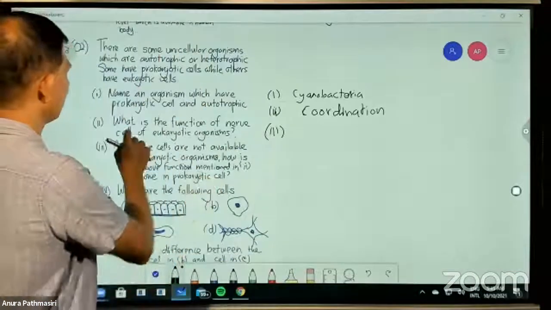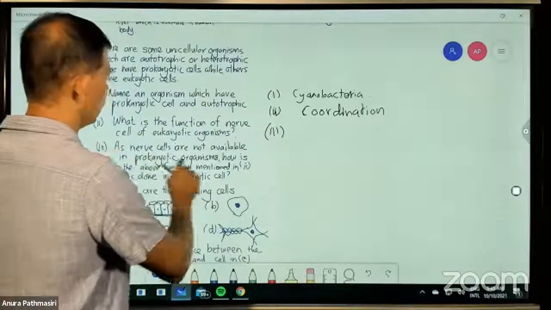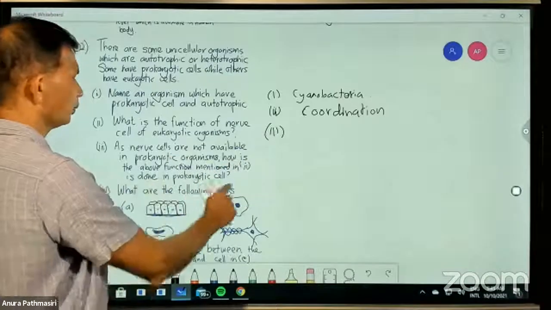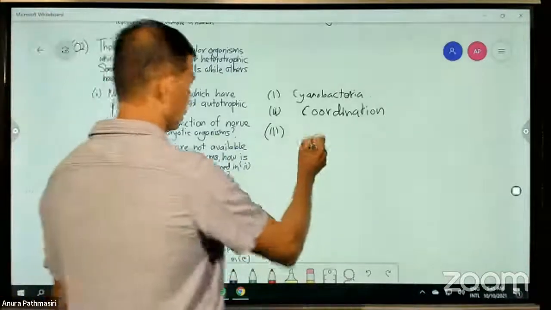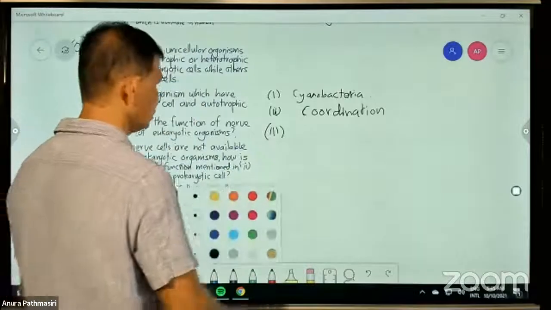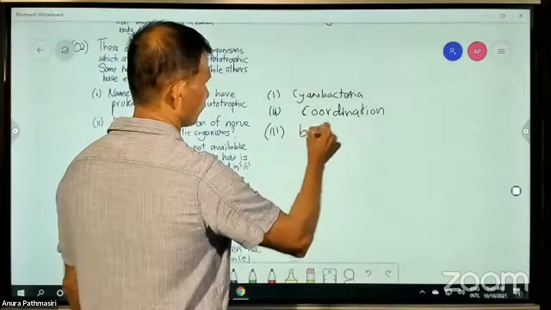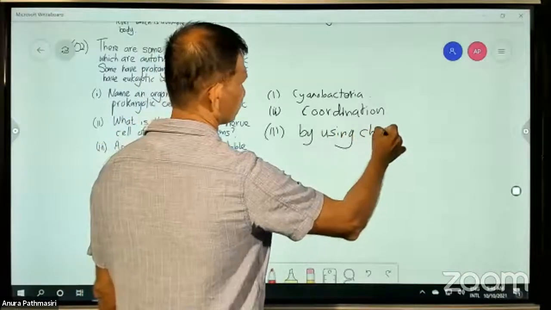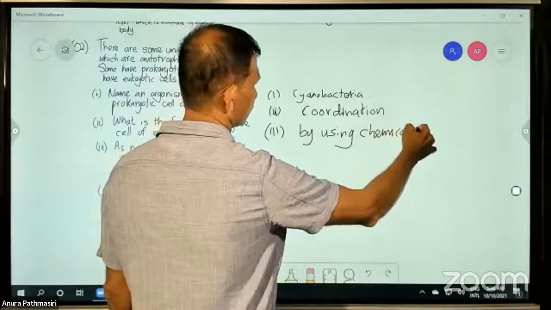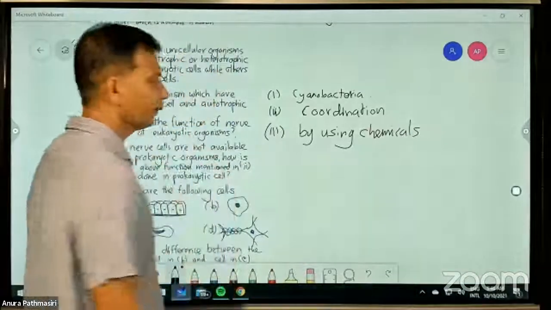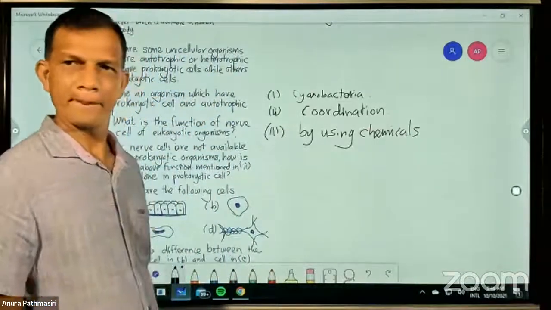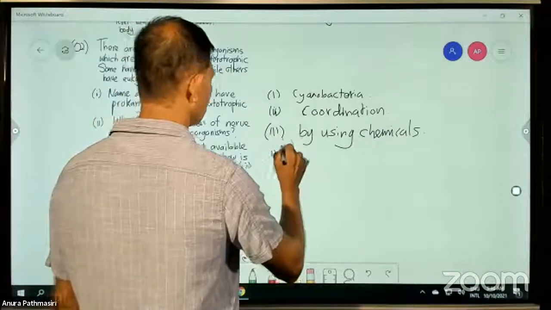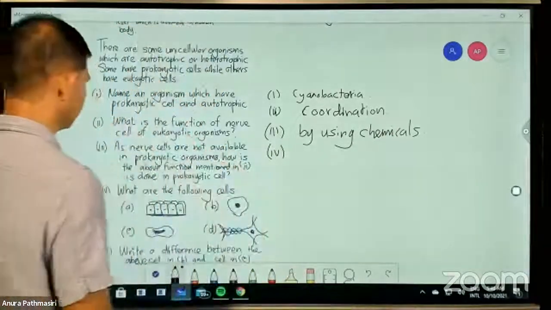So what you can write here is, how is the above function in a prokaryotic cell done? By using chemical. Did anybody write the answer of that one? Say yes, sir. No.